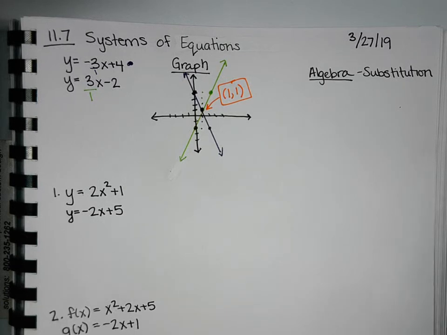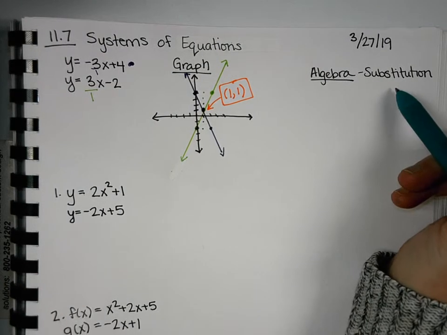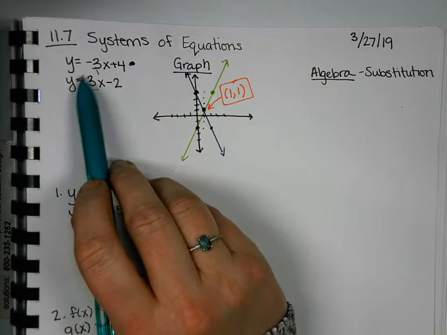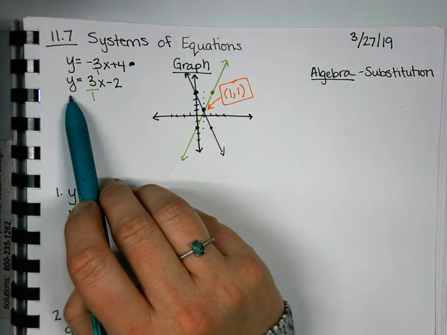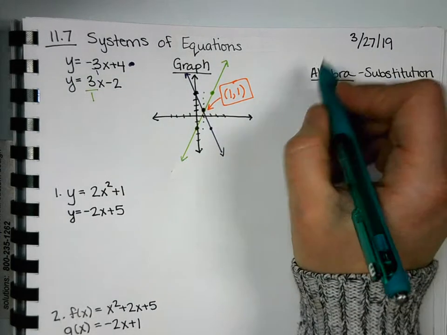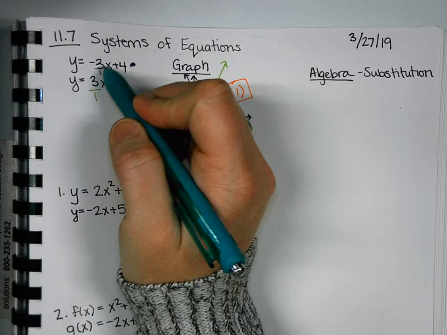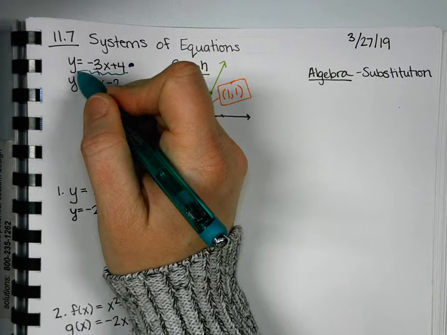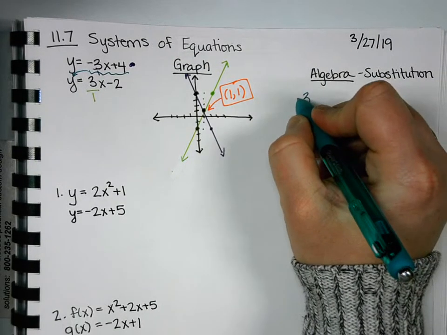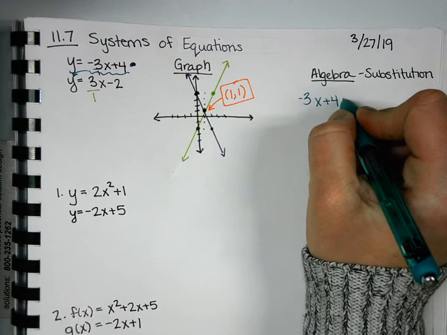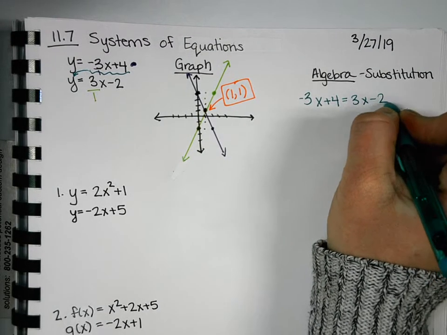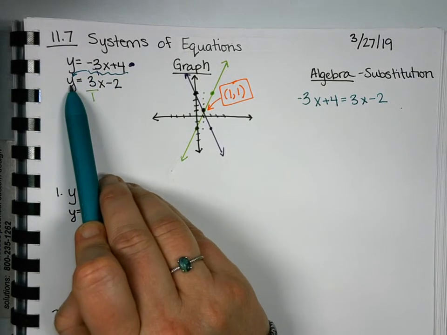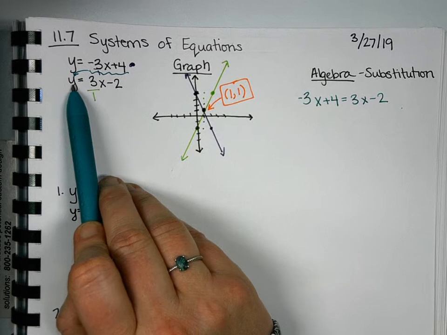Okay, if we were to do this algebraically, we would do substitution. So when we did substitution with lines, we got a letter by itself. So here we have y by itself actually in both of them. And then we substituted. So all of this here equals y. So I'm going to put that in for y in my other equation. So -3x plus 4 equals 3x minus 2. So in other words, I took what y equals and I plugged it in to where y is in the other equation.